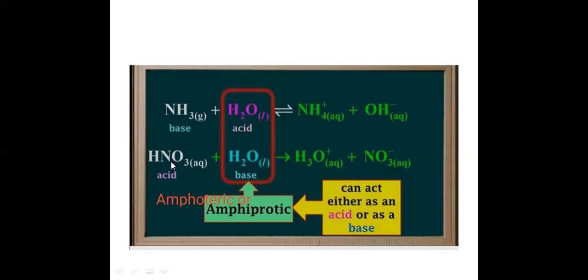In the second equation, you can see the reaction of nitric acid with water. Nitric acid is donating a proton and water is accepting a proton. So water is a Lowry Bronsted base and nitric acid is a Lowry Bronsted acid. So in both reactions, water shows different behavior. In the first reaction, water acts as an acid, while in the second reaction, water acts as a base. So it can act either as an acid or as a base. So water is amphoteric in nature or amphiprotic in nature.